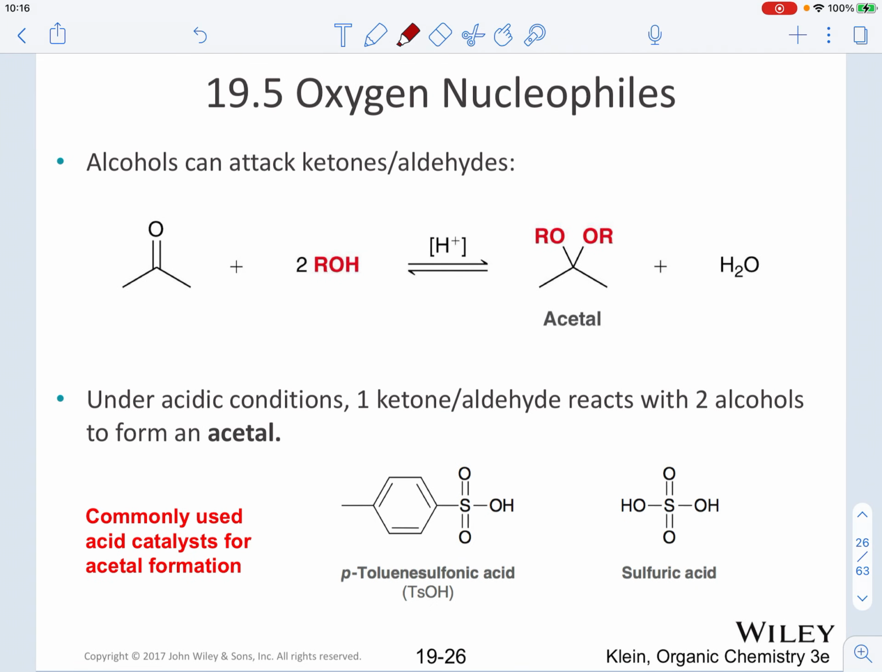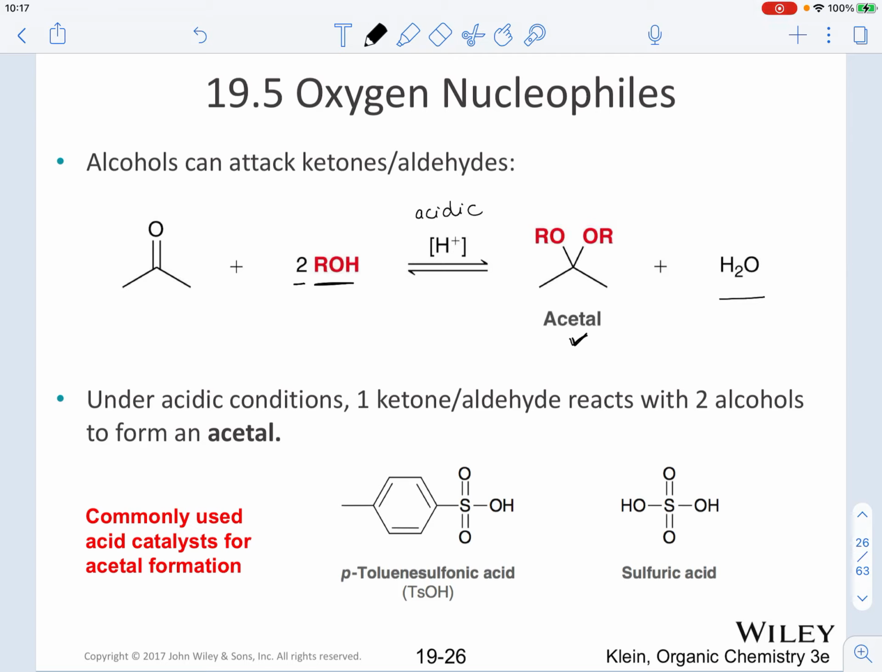Another set of oxygen nucleophiles understand has to do with alcohols. Alcohols can attack ketones and aldehydes. Now, understand that if we have two equivalents of our alcohol under acidic conditions, we are going to form an acetal, and one of the byproducts is going to be water. So, if we are under acidic conditions, again, that ketone or aldehyde is going to react with two alcohols to form that acetal.